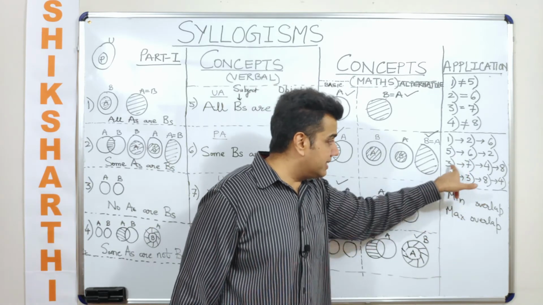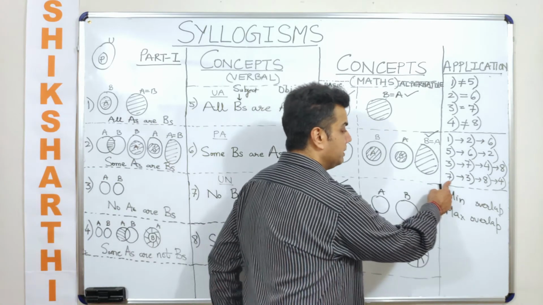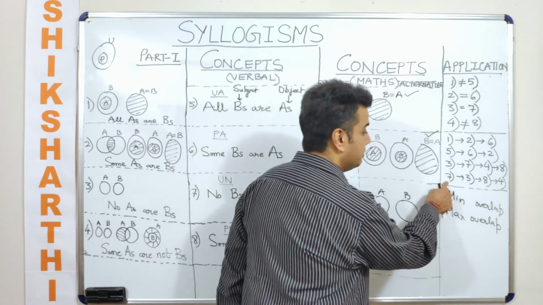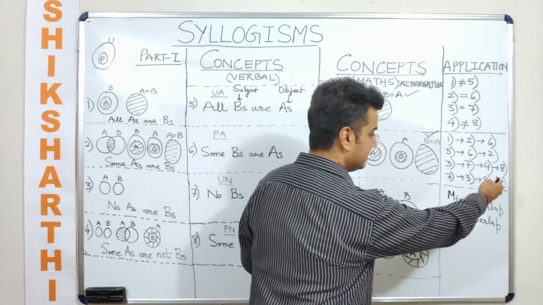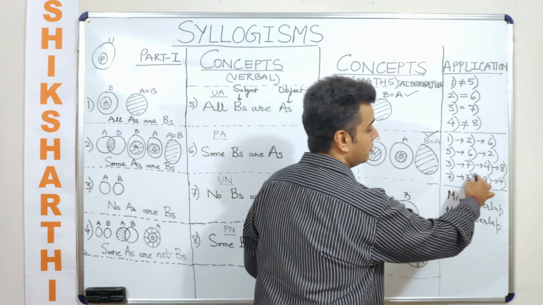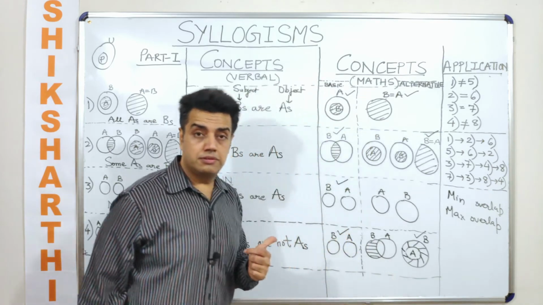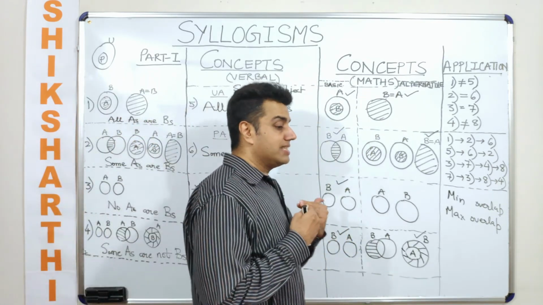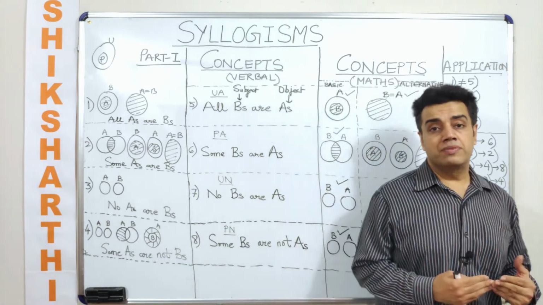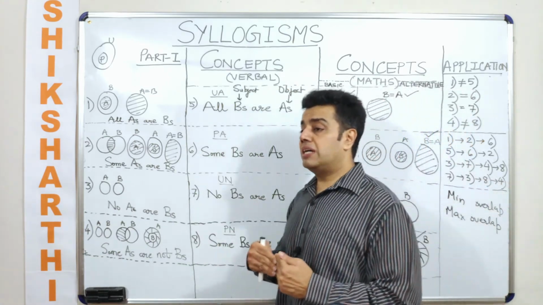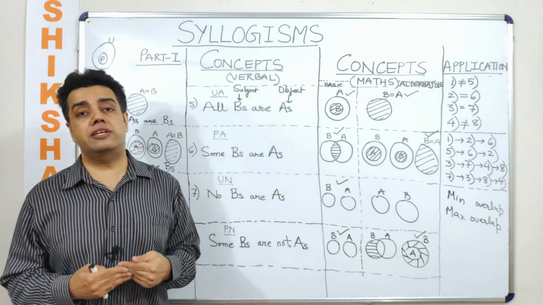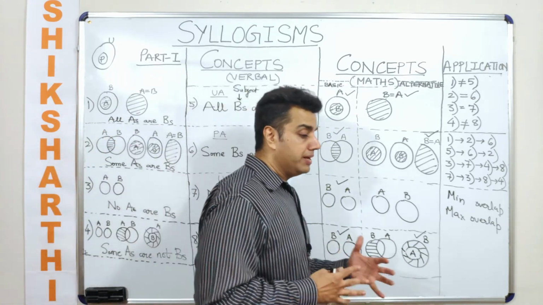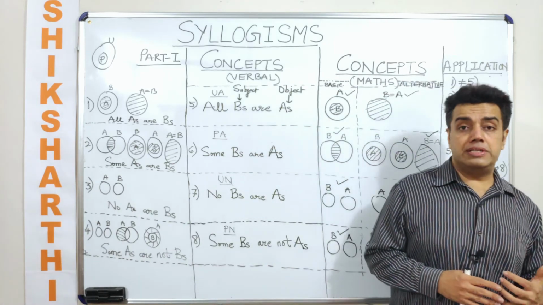Last but not the least is the same case. If I am saying no B is an A, at the same time I can say no A's are B's. Now when I have said no B's are A's, I can say some B's are not A's. At the same time I can say some A's are not B's. Right? I would suggest practice this as much as possible. Until your concepts are clear, do not start off with the questions, because if you do it halfway, this topic becomes further difficult.